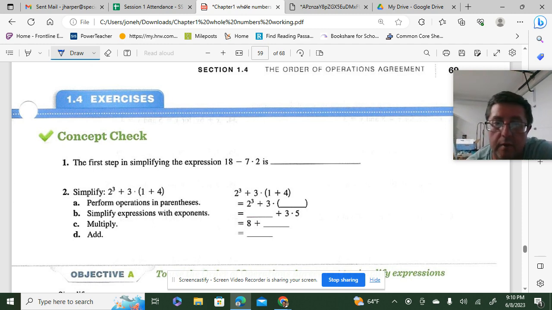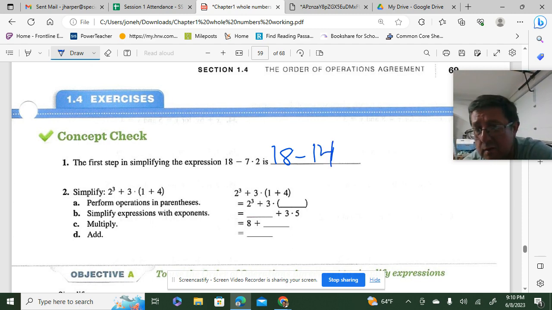Okay, the first step is simplifying the expression. 18 minus 7 times 2. So, what we're going to do is we're going to simplify it. 18 minus, and then we go 7 times 2, because that's multiply. You do that before you do the subtraction. 7 times 2 is 14. Now, does it say answer it? I don't know if it does, but we will just be careful. So, 18 minus 14 is 4.